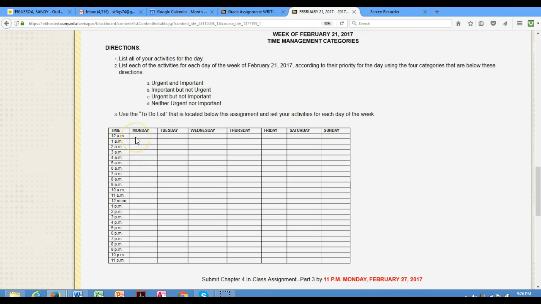So at 12 a.m., I'm assuming that you're sleeping or just about ready to sleep. So let's say you start your day at 8 a.m. or 7 a.m. And you put the list of activities. So you wake up in the morning, you brush your teeth, you have breakfast, list all of that in 7 a.m. Then by 8 o'clock, something else happens. Then think about your to-do list.